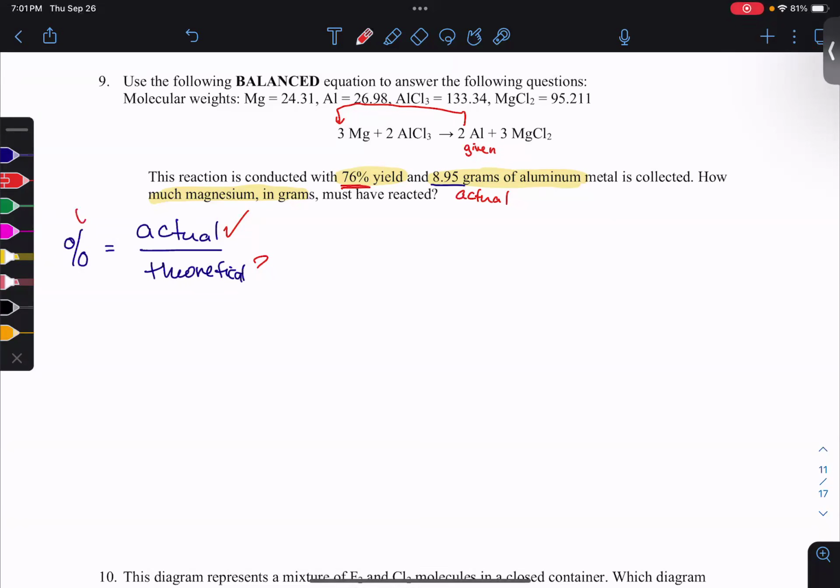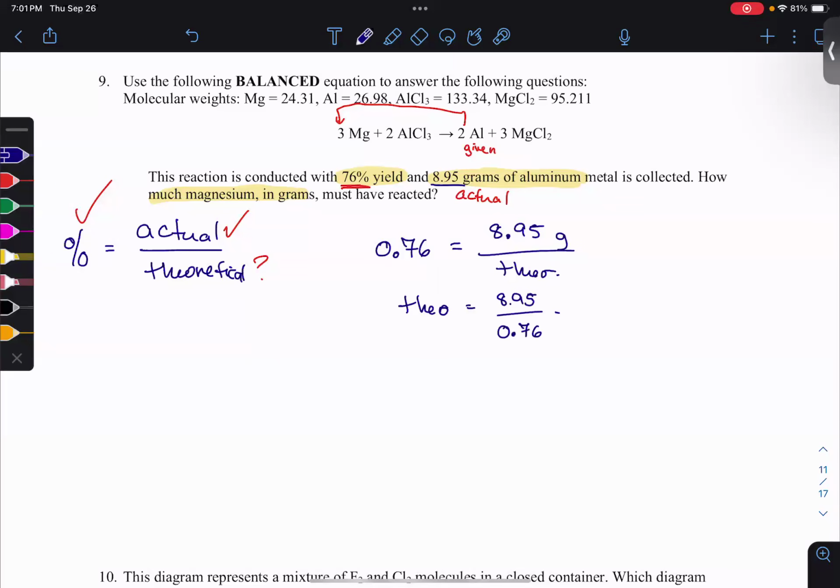So we also know the percent yield as well. All right, that's given. So how I set this up is, okay, 76%, I'm going to put that as a fraction. So 0.76 equals the actual, so 8.95 grams over the theoretical. So what I'm going to do is divide by that 0.76. So 8.95 over 0.76 equals 11.8 grams of aluminum. This is what I had to aim for. This was my theoretical yield.